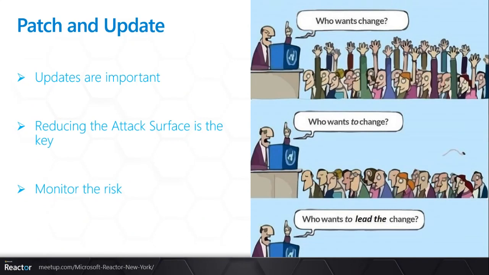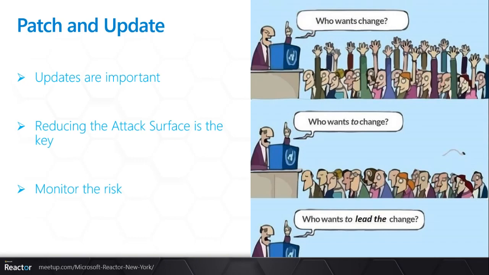And again, you need to monitor the risk as part of your patch and update management because it can break your application. It can have a devastating impact on end user productivity. So we need to make sure we have a balance between end user productivity and the security of our infrastructure. Keep in mind, patch management is a process that needs to go through change management, and everything we do from a security perspective should follow a change management process.